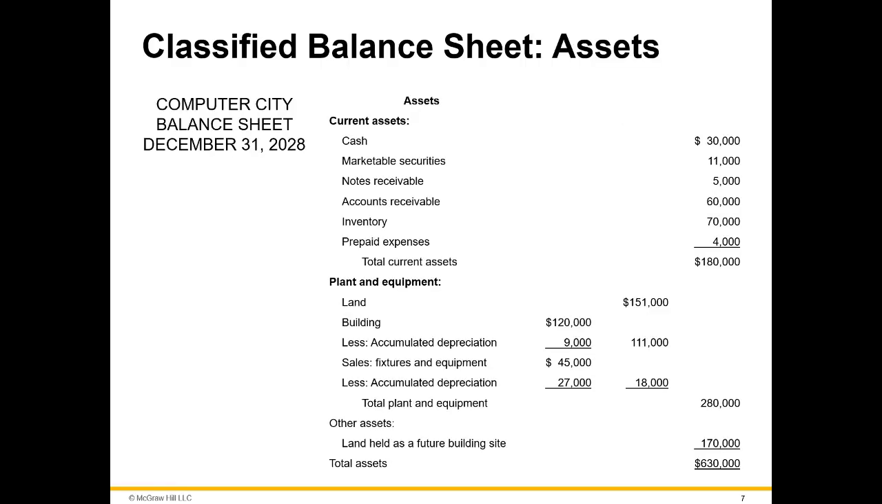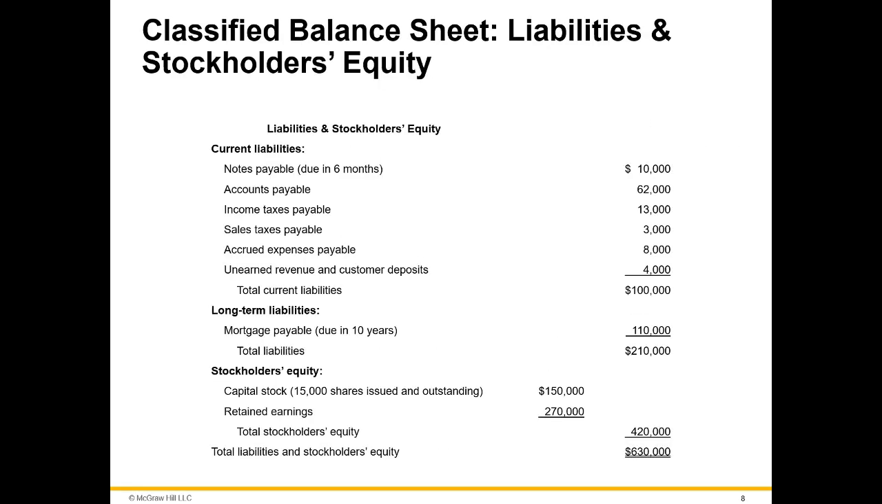So if we're to look at a company here, in this case Computer City, we're going to note that on its asset side we have current assets, we have long-term assets, and then we have other assets that are included here. And that would be an example of a classified balance sheet. Now on the liabilities and owner's equity side, and I should say liabilities and stockholders' equity side, we note that there are current liabilities and there are long-term liabilities. And then we have stockholders' equity. And so this classification helps us determine when things come due and what cash flows are likely to be in the future.